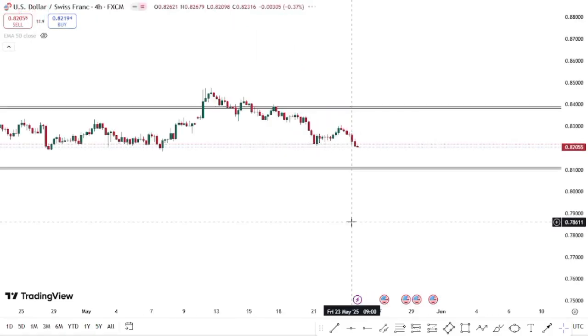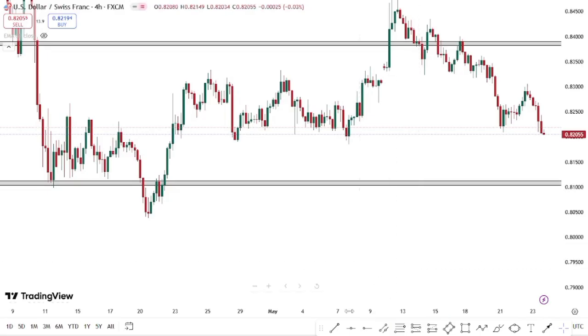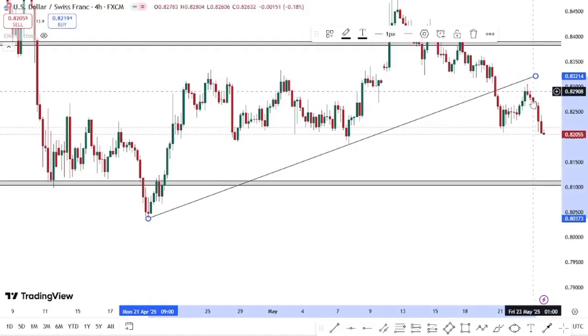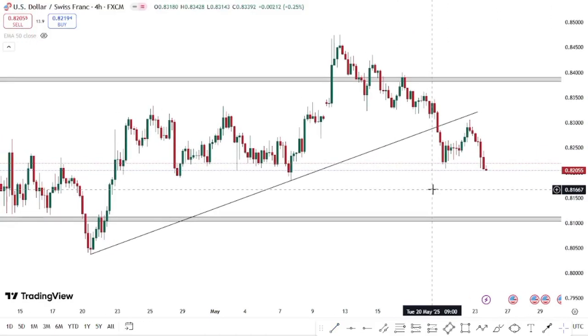Coming down to the 4 hour time frame, you can see how price broke this particular trend line nicely, made a retest, then boom, it starts dropping. So how am I going to enter USD CHF?